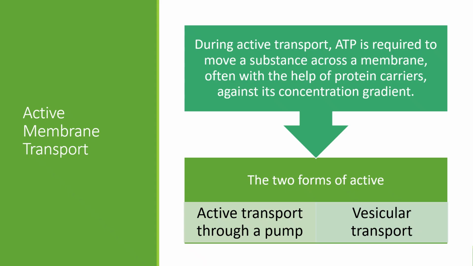So these were all passive processes we're talking about. All of these things that we just talked about are moving molecules over a membrane without any energy required. It's just a natural process that happens. If we want to move things against their concentration gradient, then we have to put energy in, and that's referred to as being active transport. So we're going to talk about two different ways this happens: active transport through a pump and then vesicular transport.